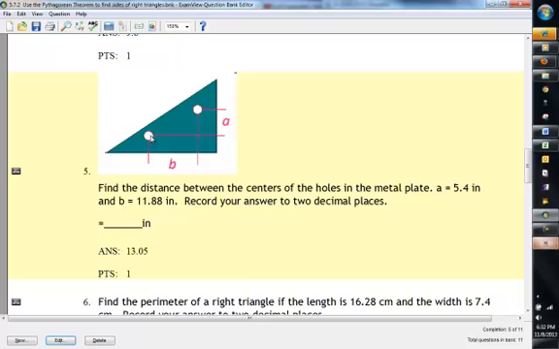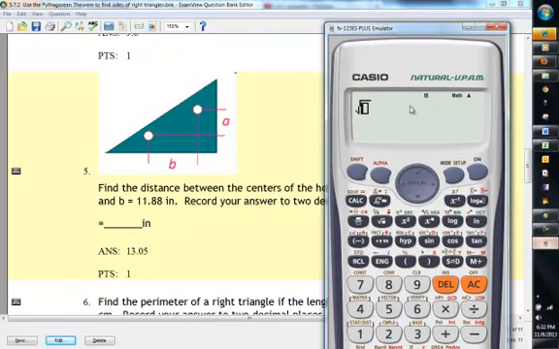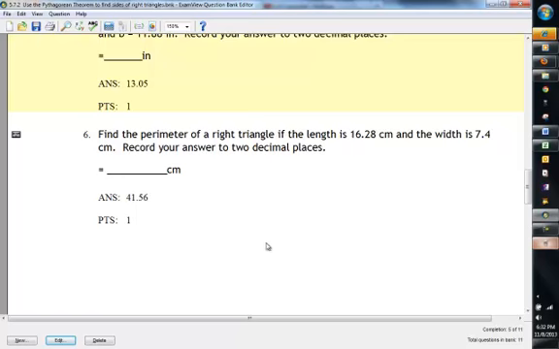Find the distance between the centers of the holes. So if you notice, from here to here is one leg, from here to here is the other leg. So we would just use those distances, and it would be square root of a squared, which is 5.4 squared, plus b squared, which is 11.88 squared, and we get 13.5.